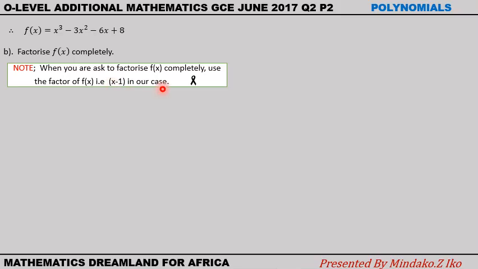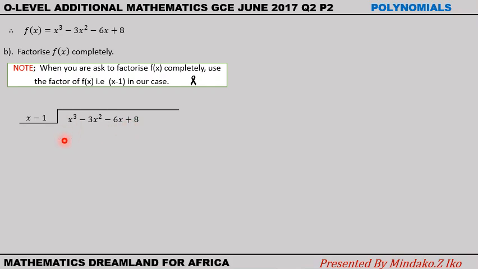Okay, so let's factorize f of x. Actually x minus 1 was a factor of f of x. So since this x minus 1 is a factor, it means this is my f of x. Right now, to do the long division, here we're actually doing the long division. So this part is very important.